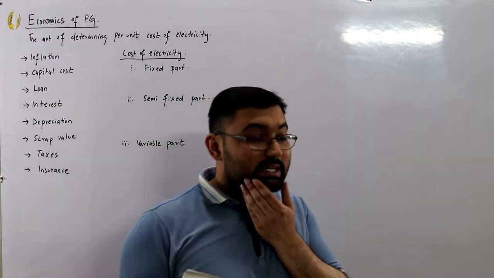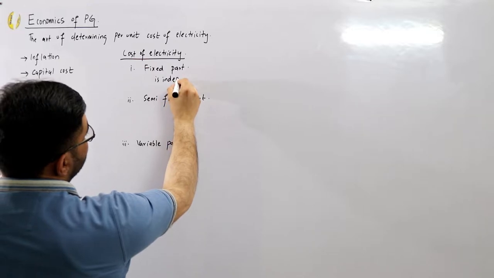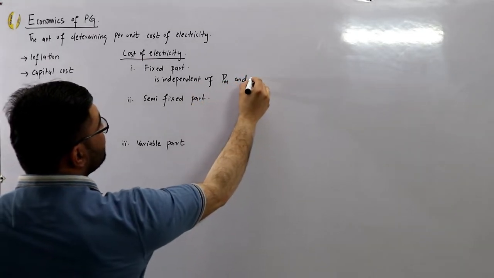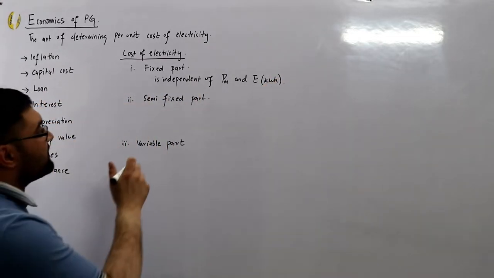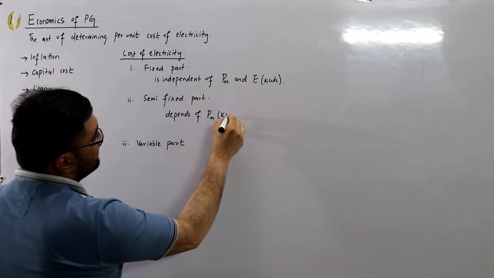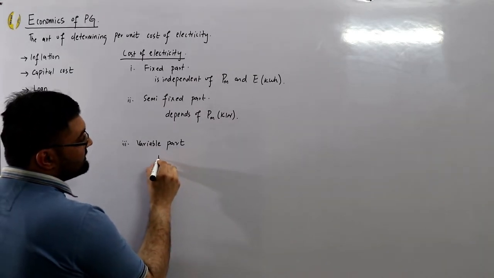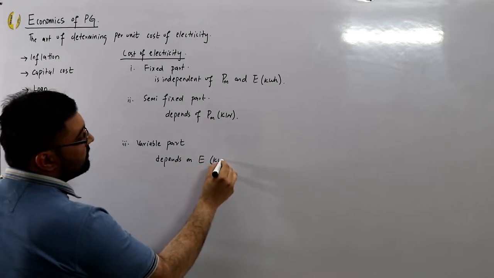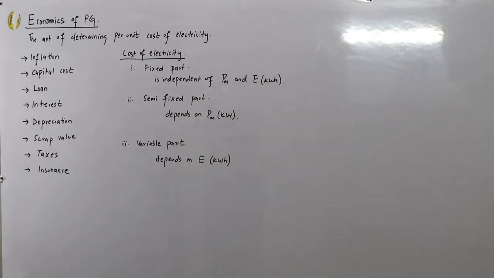Now let's see what we have. The fixed cost is independent of the maximum demand PM and the number of units E in kilowatt hours. So this is independent of both. The semi-fixed part depends on the maximum demand in kilowatts. It is independent of the energy units produced. Whereas the variable part depends on the energy units produced, that is the kilowatt hours. So this is independent of the maximum demand. The first one is independent of both.